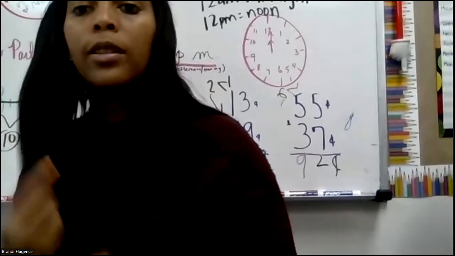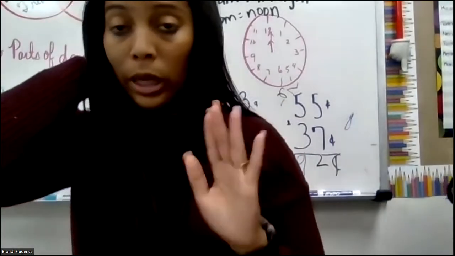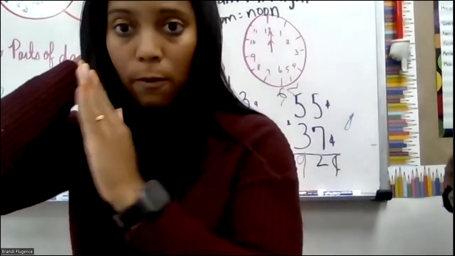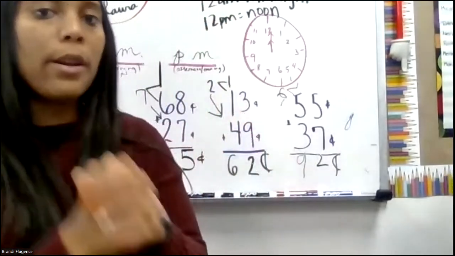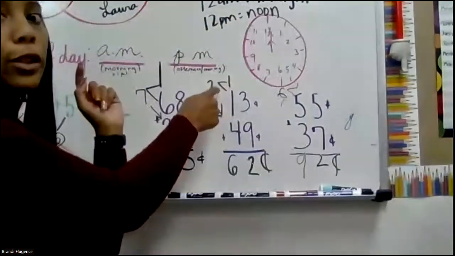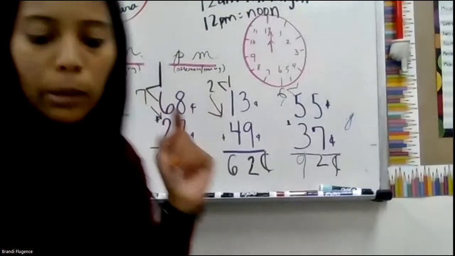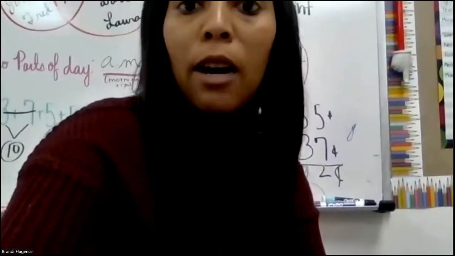Awesome. Okay. So guys, remember, we have to carry over only if our answer is higher than 9, like 10, 11, 12. And remember, when you carry that 1, make sure to add it to the rest of the numbers, okay? All right, that's it for our math. Let's go ahead and go over your spelling list this week, and we'll be done.